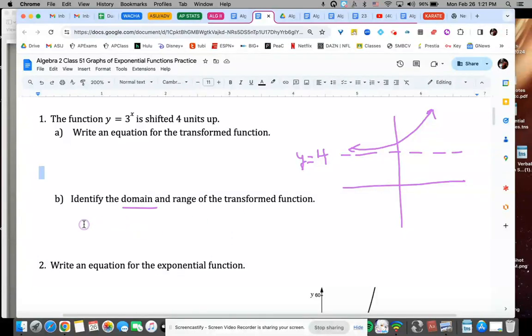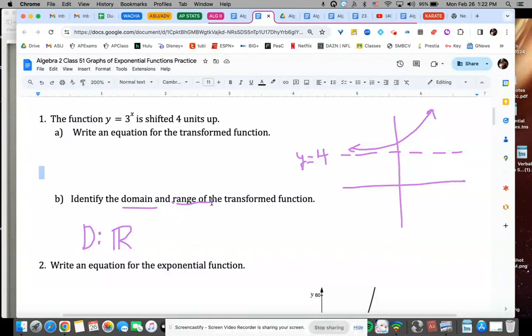So for the domain, I'll put a big D for domain, and put a colon after it. And then I'm going to use the double R to show all real numbers, right? You could have written it as negative infinity to infinity, but to me, it's easier to just say all real numbers. So that's another way of saying all real numbers, right?